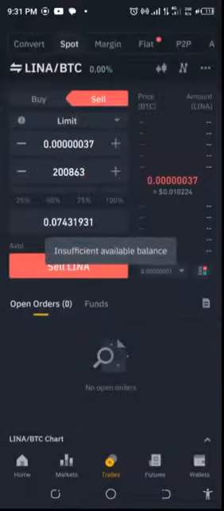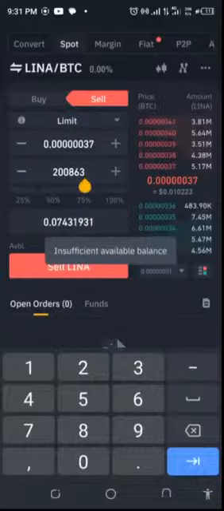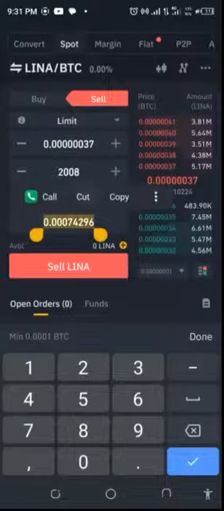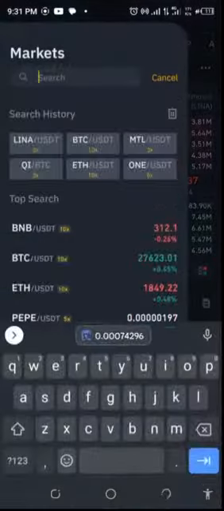Let's put this here. Okay, now remember that Lena doesn't recognize that decimal point. So what we have here now is 0.000742. So let's go ahead and check this out. Let's see if we'll make money with this, okay?